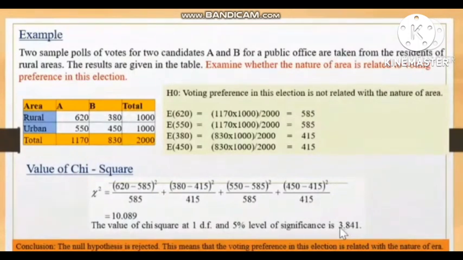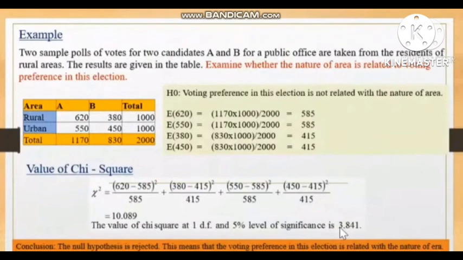Now, one point I missed to tell you, and that is a very important point. In test of independence of attributes, you may ask what should be our null hypothesis. Please note it, that in test of independence of attributes, we always take our null hypothesis denoting the independence of the attributes.